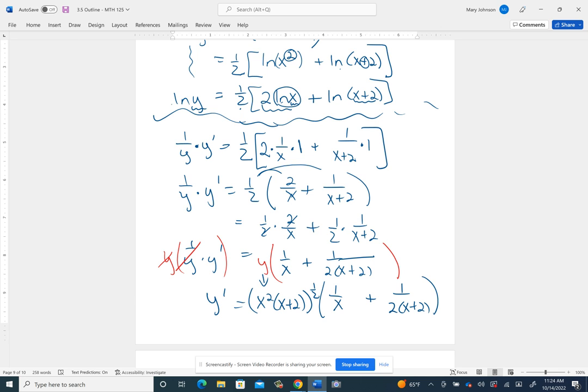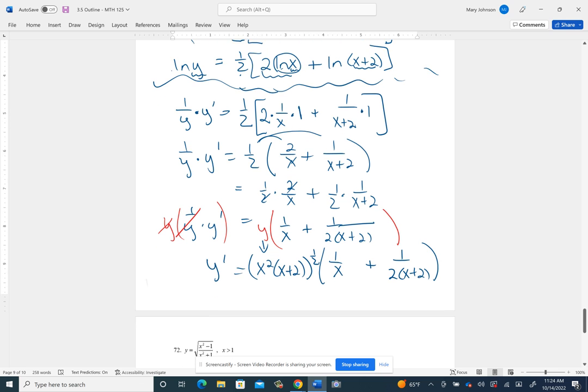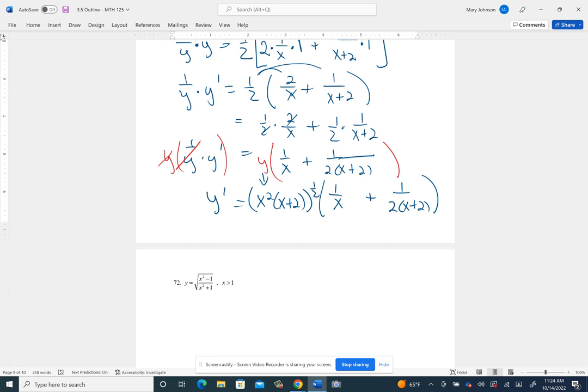Okay. All right, so that's pretty much where I would have let you leave it, except if you're going to leave it there, you would have kept the radical. Okay.